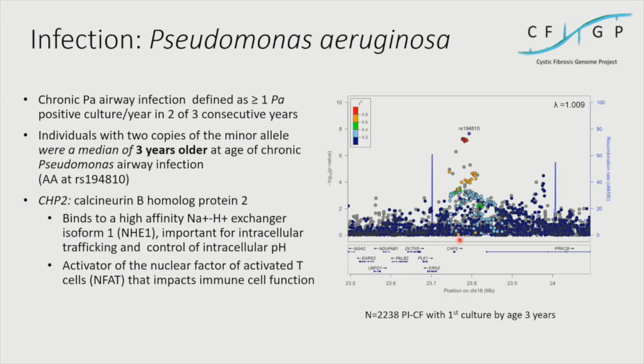Now, this gene encodes calcineurin B homolog protein 2, which binds to NHE1. It's important for intracellular trafficking and control of intracellular pH, as I mentioned. It has some T cell functions as well. Others are working on it, but the key is, what is it doing in CF? Okay.